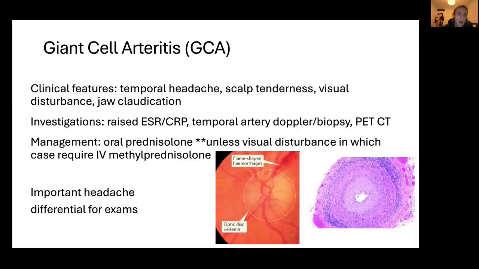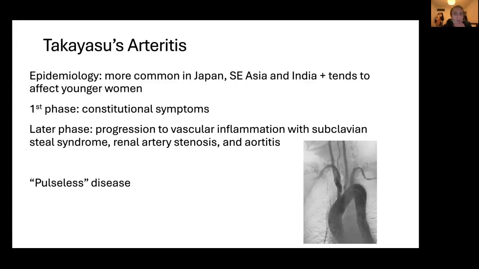So moving on, finally, we'll just talk about one of the more niche large vessel vasculitides, Takayasu arteritis. So the epidemiology is it's more common in Japan, Southeast Asia, and India, and tends to affect this demographic of younger women. So women in young adulthood, 20s, 30s, 40s, usually comes on as a pattern of an initial phase of fevers, fatigue, and weight loss, and later progresses to this really severe large vessel inflammation.